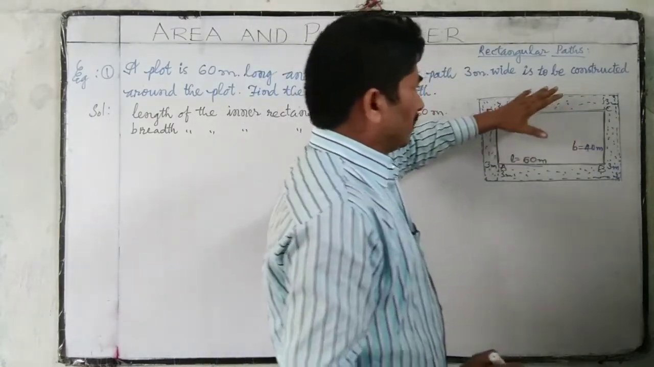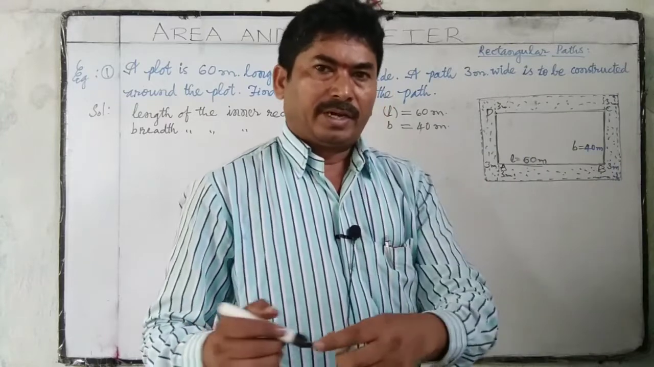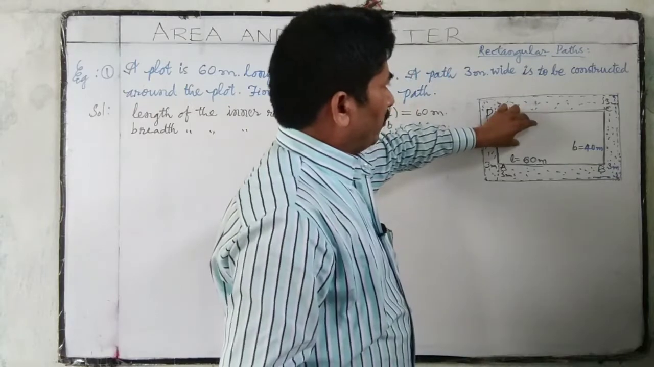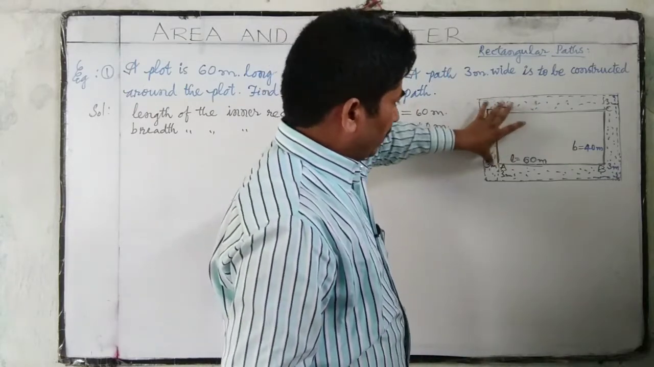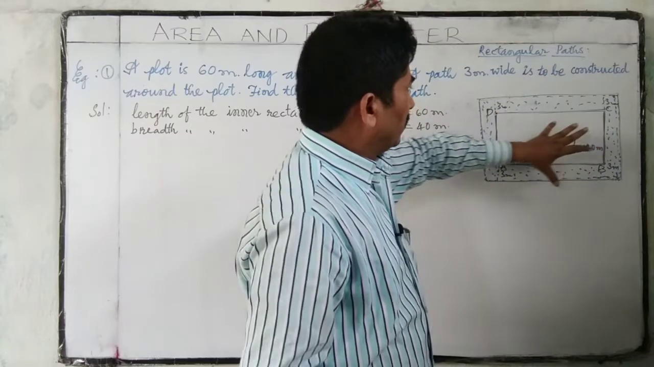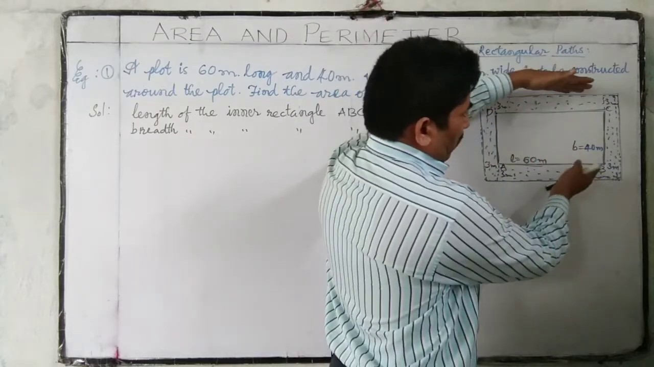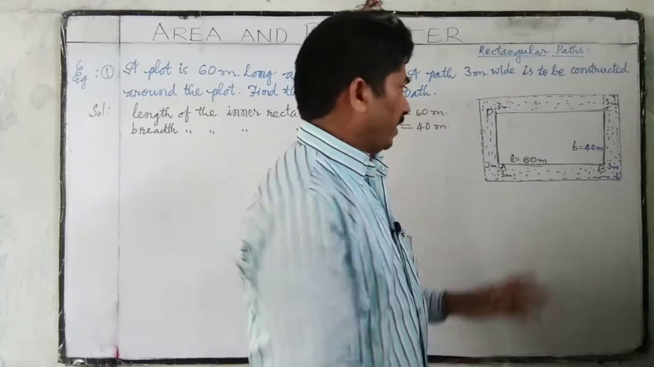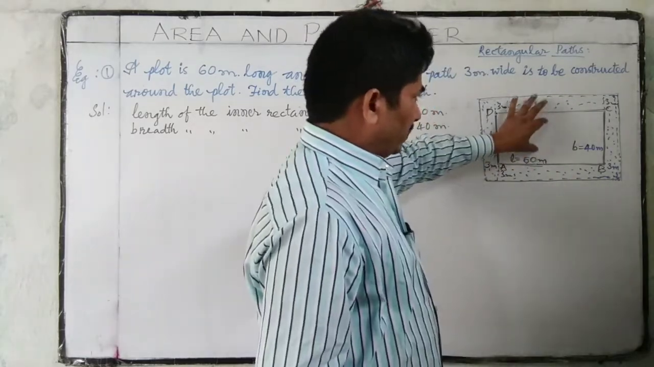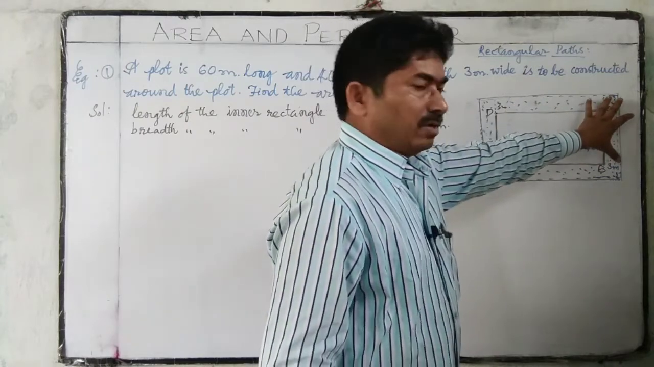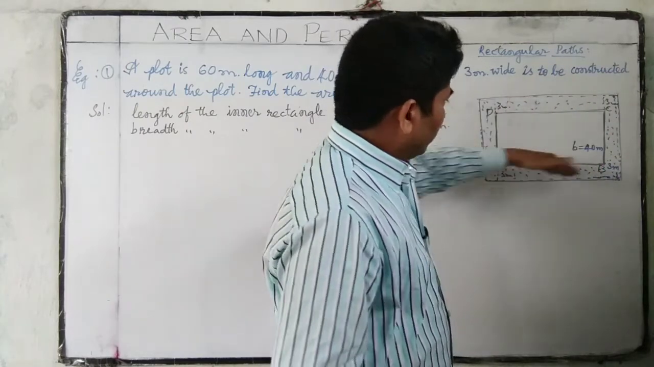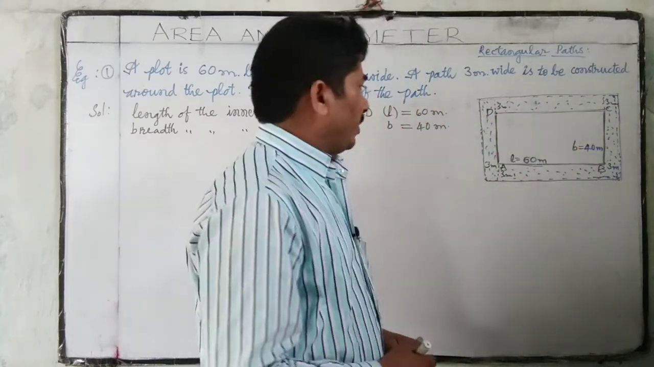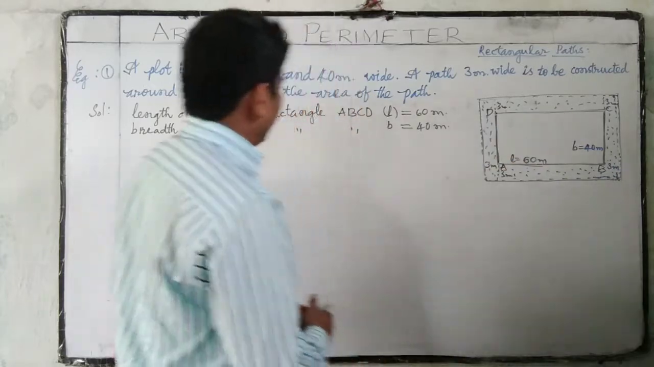How to find the area of this rectangular path? The area of the rectangular path is equal to the area of the outer rectangle minus the area of the inner rectangle. That's why we have to find the area of this inner rectangle and the area of this outer rectangle. Then we can get the area of the rectangular path.